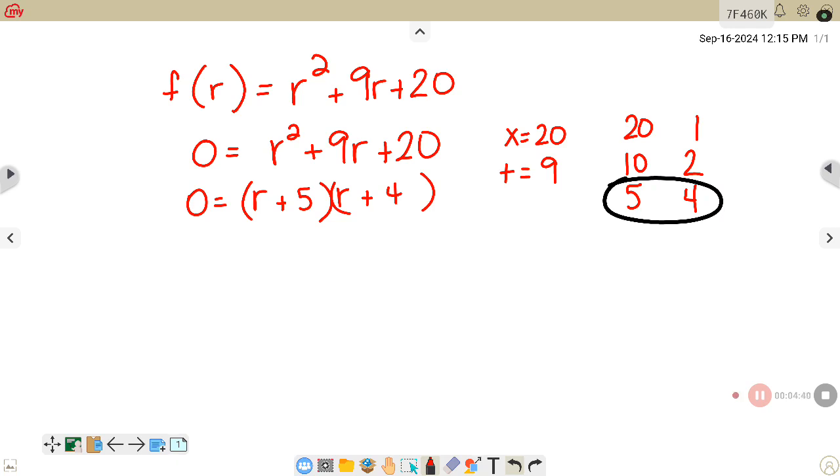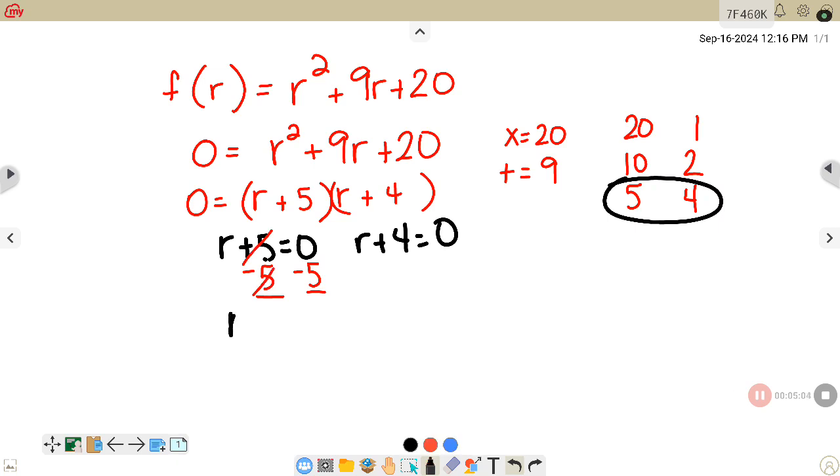And then set your factors each equal to 0. So r plus 5 equals 0, and r plus 4 equals 0, and solve them for the r's. So on this one, I'm going to subtract the 5 from both sides, so I get r equals -5, and here I will subtract the 4 from both sides to get r equals -4. So -5 and -4 would be your two solutions.